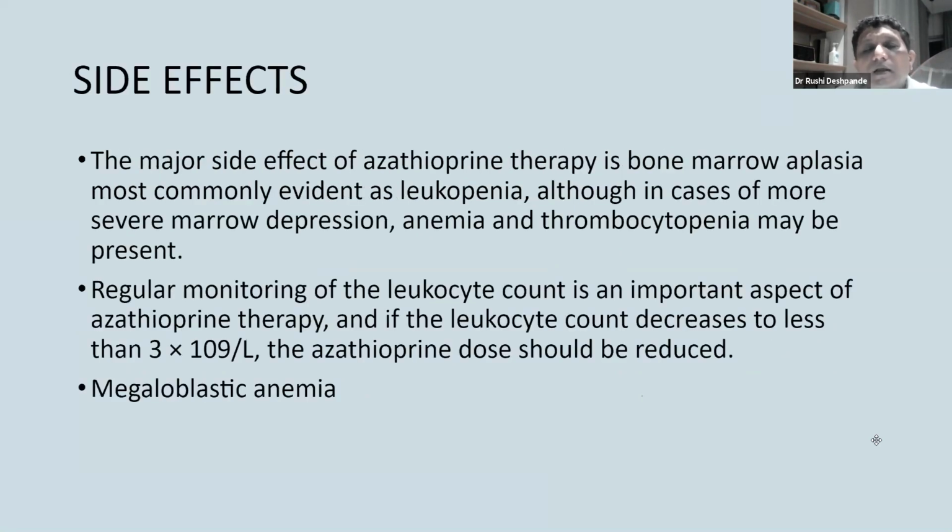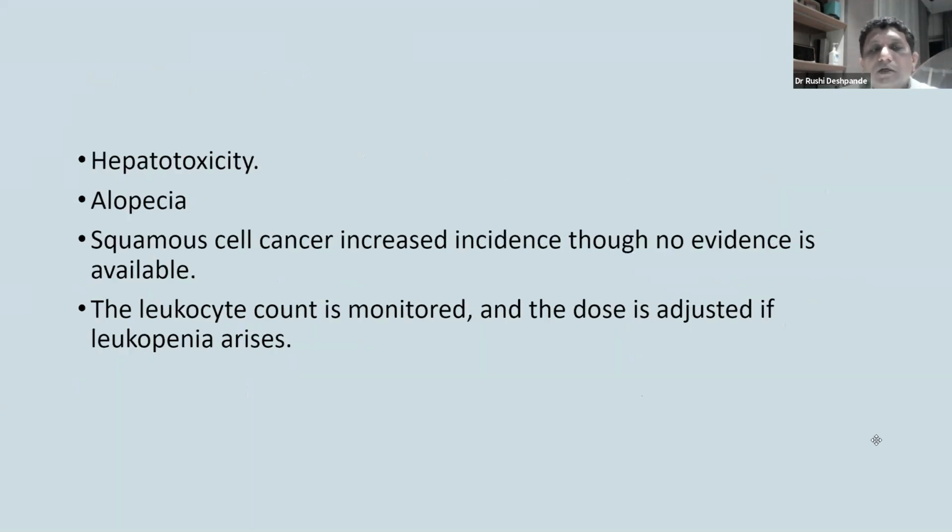The major side effect, like I explained to you, is bone marrow suppression. So bone marrow aplasia, commonly manifested as leukopenia. In more severe cases, it can cause anemia and thrombocytopenia as well. When the leukocyte count is less than 3,000, that is when the azathioprine dose should be reduced. And the anemia that you see with azathioprine is a megaloblastic anemia. Okay, that we need to remember.